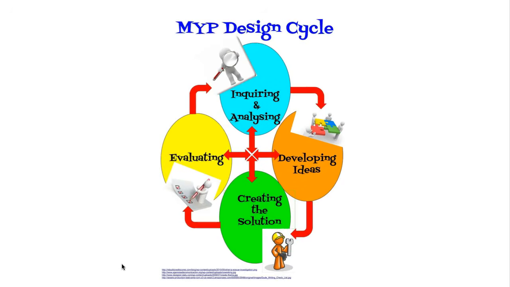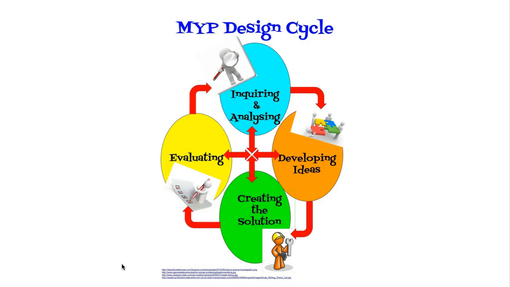Notice the arrows that seem to be going in all different directions. The outside arrows go around in a circle. This is the way that you would use the design cycle if everything were to go perfectly. First, you would inquire and analyze, or investigate. Next, you would develop ideas, or plan. Then you would create or make your solution. Finally, you would evaluate or reflect on your work.